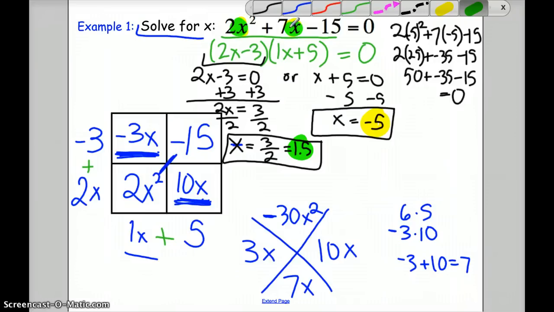But these are the two solutions that you're going to give as solutions to this question that says solve for x. The two solutions are 1.5 and negative 5.